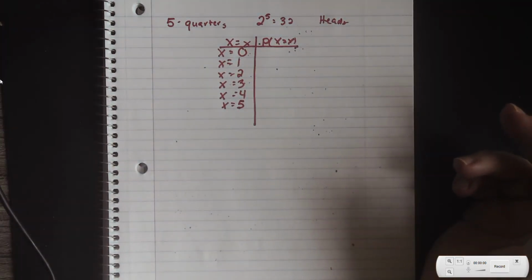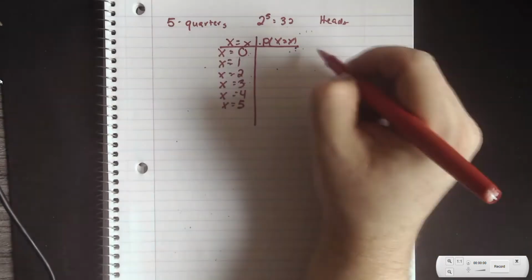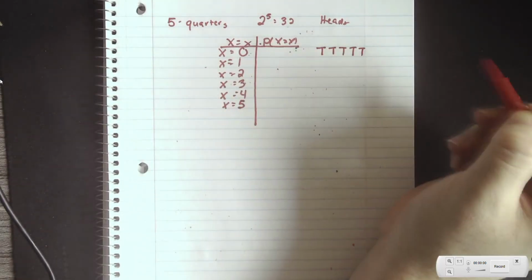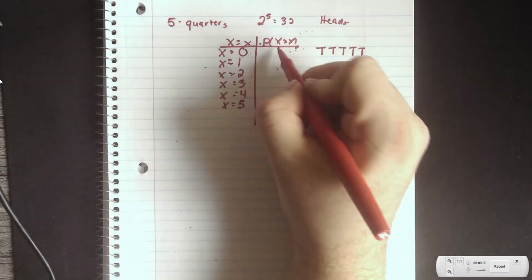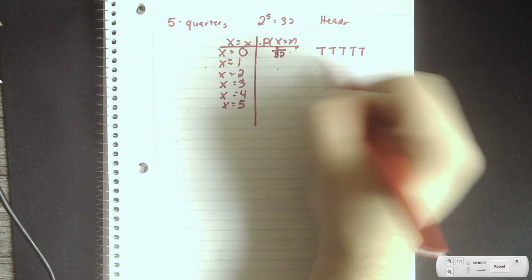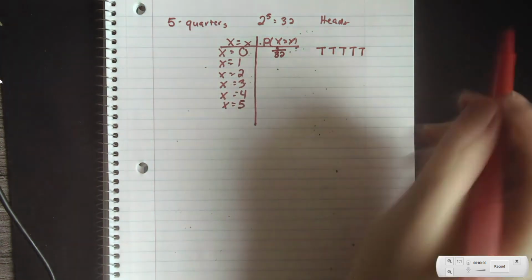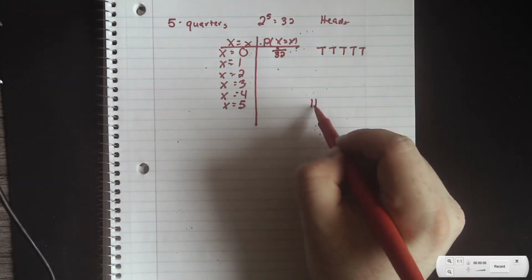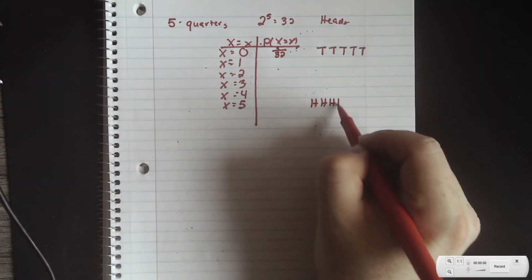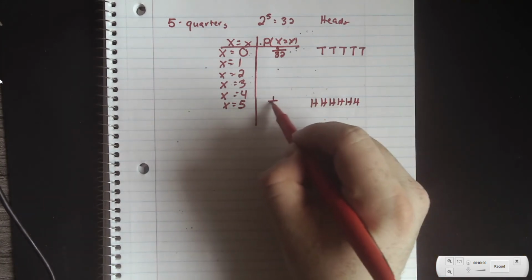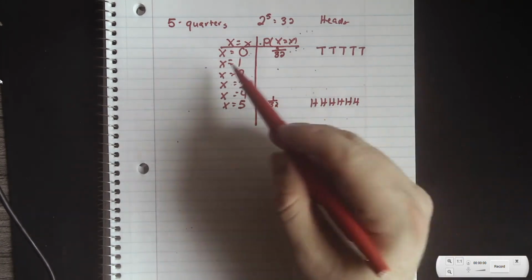So what's the probability of having no heads? Well, that would be having all tails, and you're going to do that one way. So the probability of having no heads is 1 out of 32, since you're going to have all tails. Incidentally, what's the probability of having 5 heads? Well, that would be the probability of having all heads. So that would also be 1 out of 32. So this one's actually very symmetric.